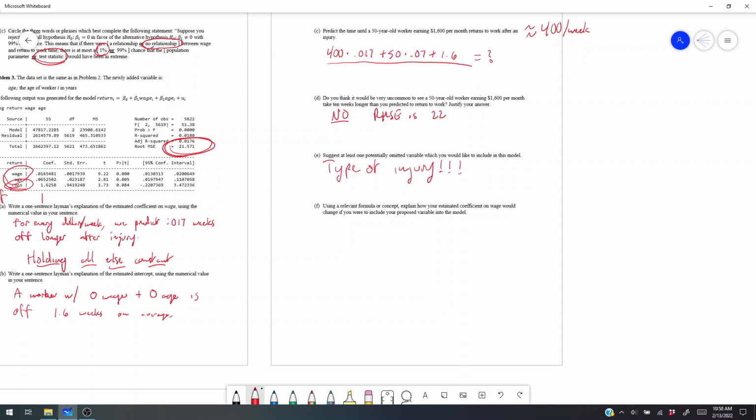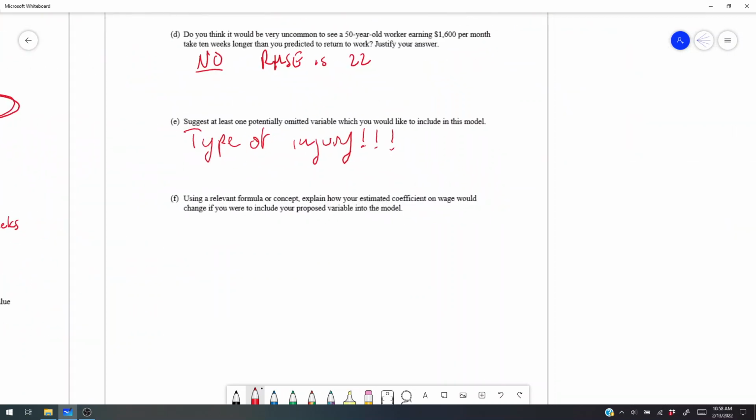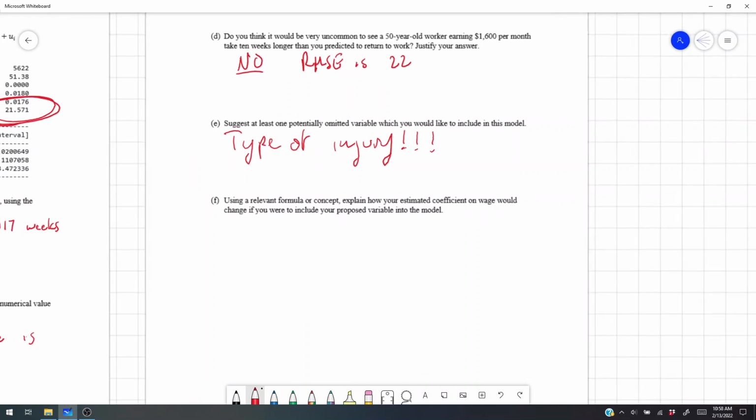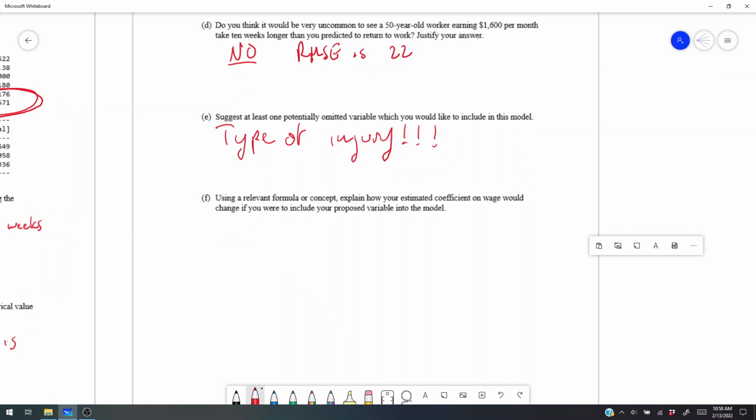Using a relevant formula or concept, explain how your estimated coefficient on wage would change if you were to include your proposed variable into the model. Now here we go. Did I choose a good one? Now, the type of injury. How would your estimated coefficient on wage change based on including the type of injury?